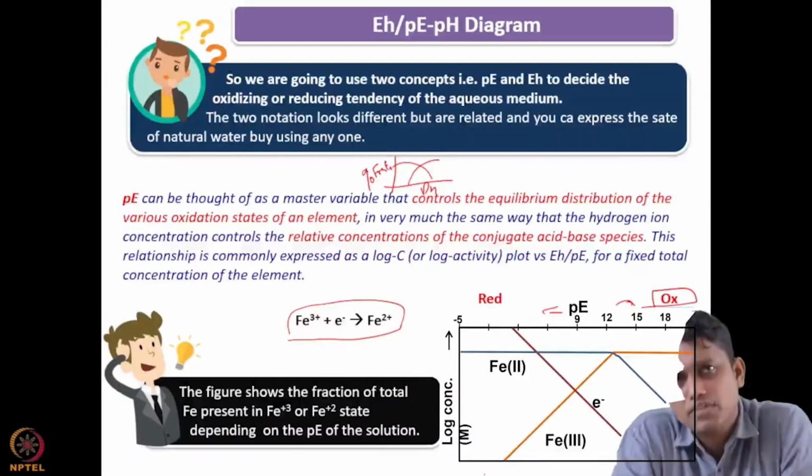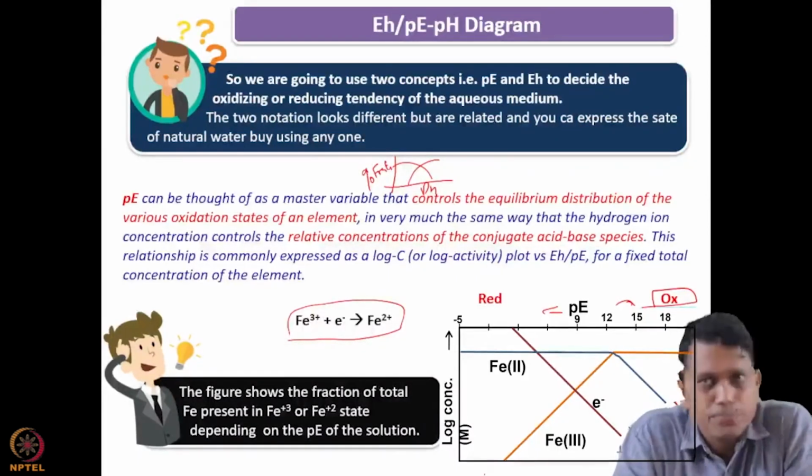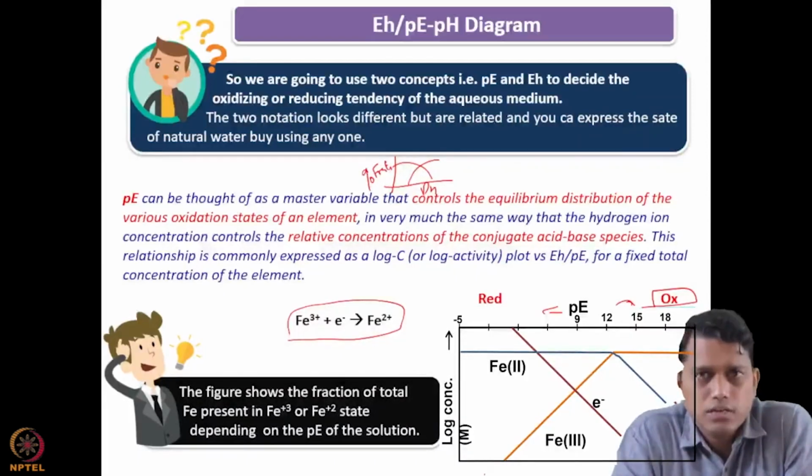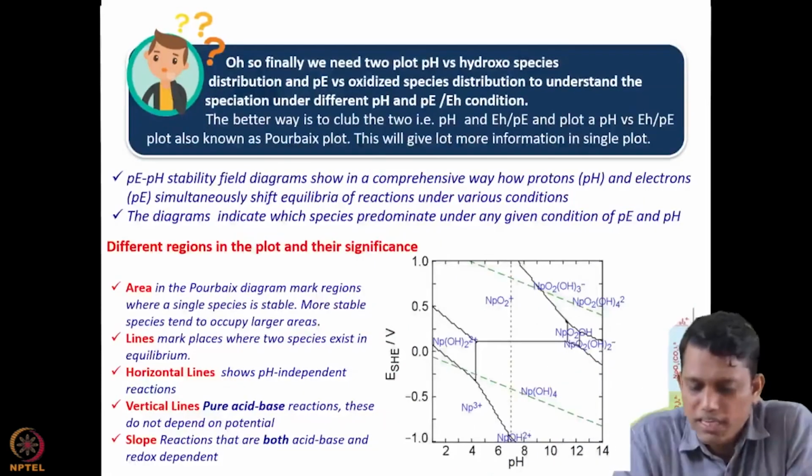And in a second set of experiments, I can get the value of PE, and by varying the PE, I can get information about the redox species. So we need two plots, right? But it is not true. Generally, these two plots, that is pH and EH, combine with each other to give only one plot. And the plot looks like this.